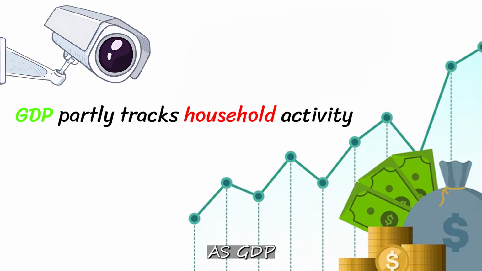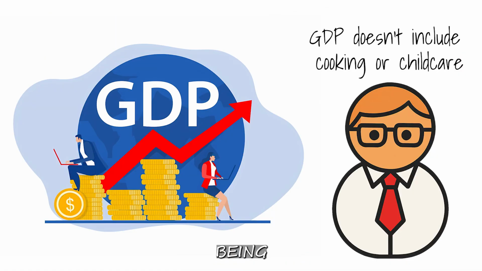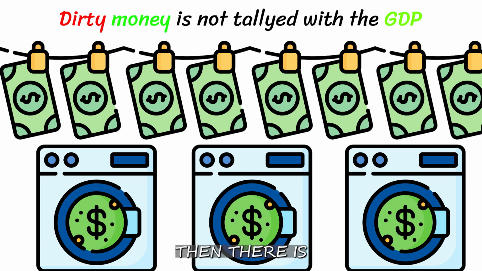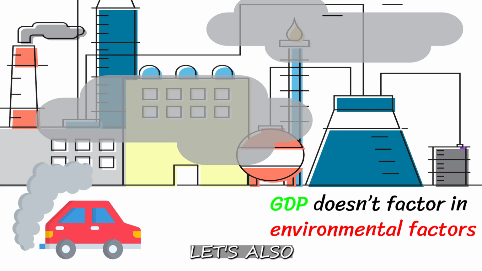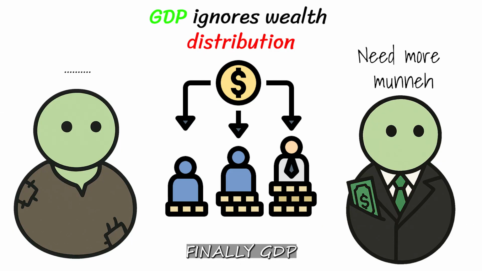For starters, as much as GDP does monitor the activities of households, it only does that to some extent. When GDP is being calculated, you'd find that cooking or childcare doesn't get factored in. Then there is the fact that informal or unreported transactions usually get left out of GDP calculations. Let's also remember that GDP does not factor in environmental factors such as pollution. Finally, GDP doesn't really care about the distribution of wealth in a country. Sure, it gets involved with how much a country generates, but that is its limit.